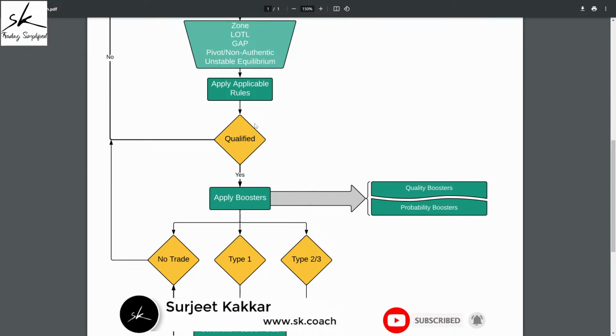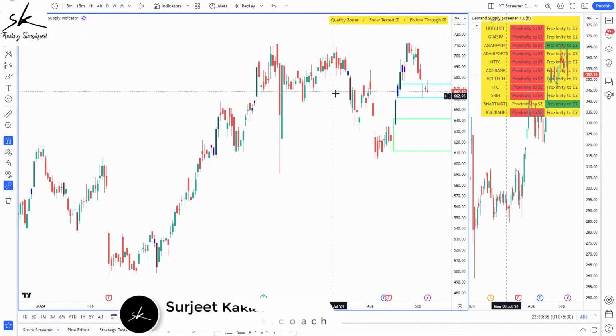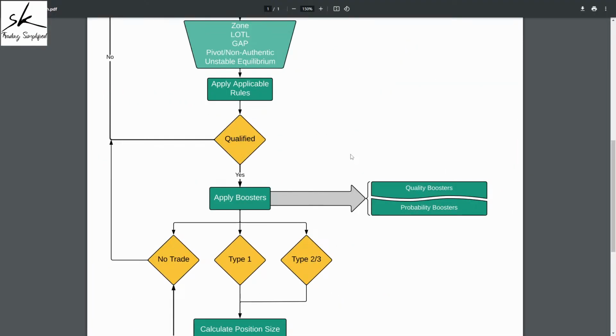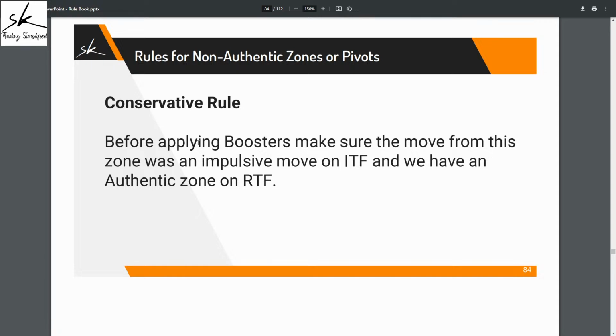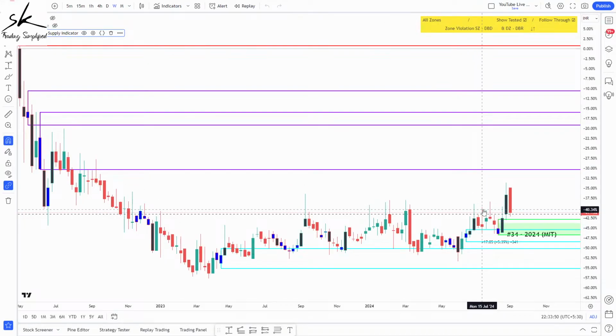Now, I've also given you another rule, which is your conservative approach, right? Now why conservative? Because here we are looking at two conditions, not one. The first condition is that we need an impulsive move on the intermediate time frame, which we already have. You can see my last pivot high was this, and when we got this move, we definitely breached this high and created a new high. So we have an impulsive move.